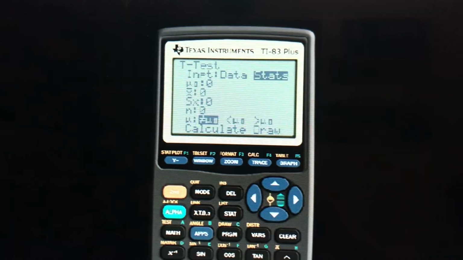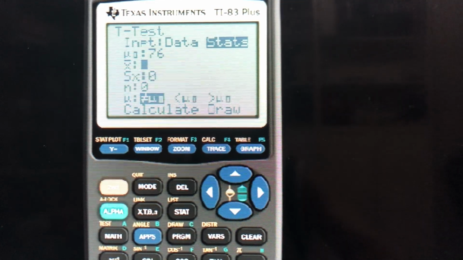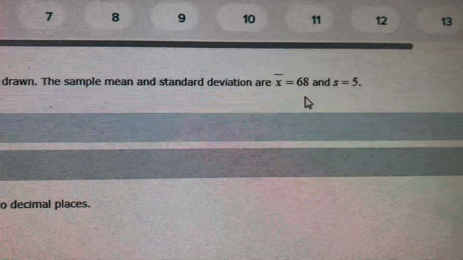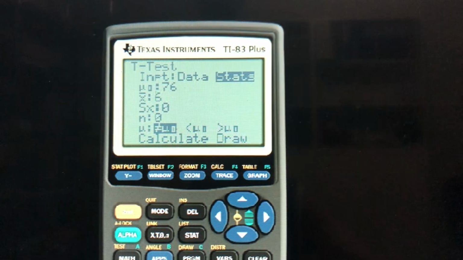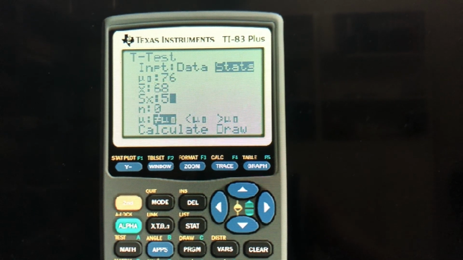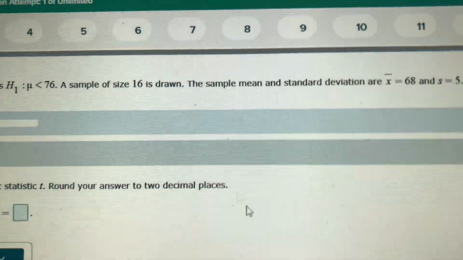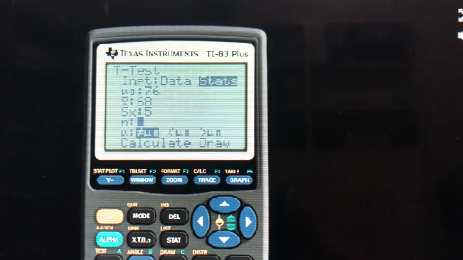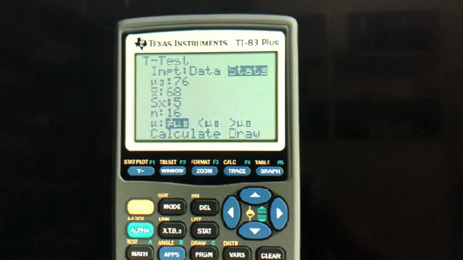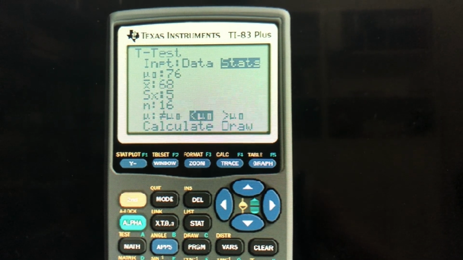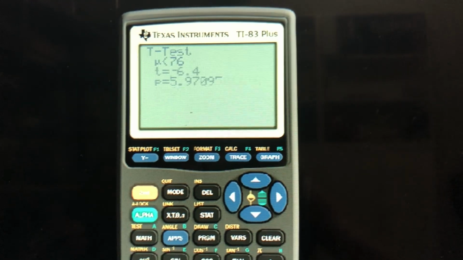Okay, wait, gotta go back to the calculator. 76. The x bar was 68 and s was 5. The sample size was 16. And we had the less than alternative, which is this one in the middle here. Calculate and you'll get the p-value and the test statistic.